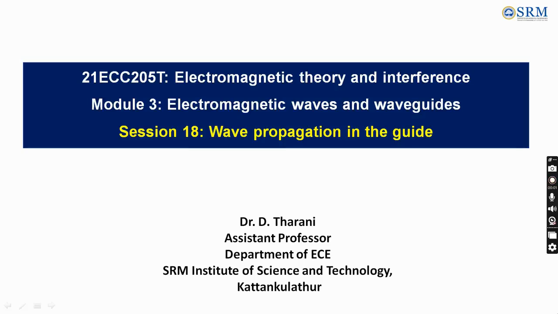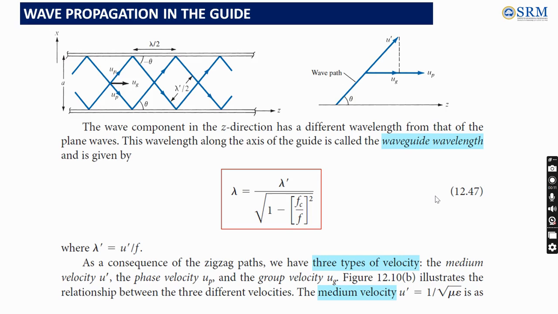Everyone, welcome to the course on electromagnetic theory and interference. In this last session, we will see wave propagation in the rectangular waveguide. As we can see, this is the point where the waves are injected. We can see the wave is getting reflected from the walls and flowing in a zigzag manner along the direction of wave propagation.